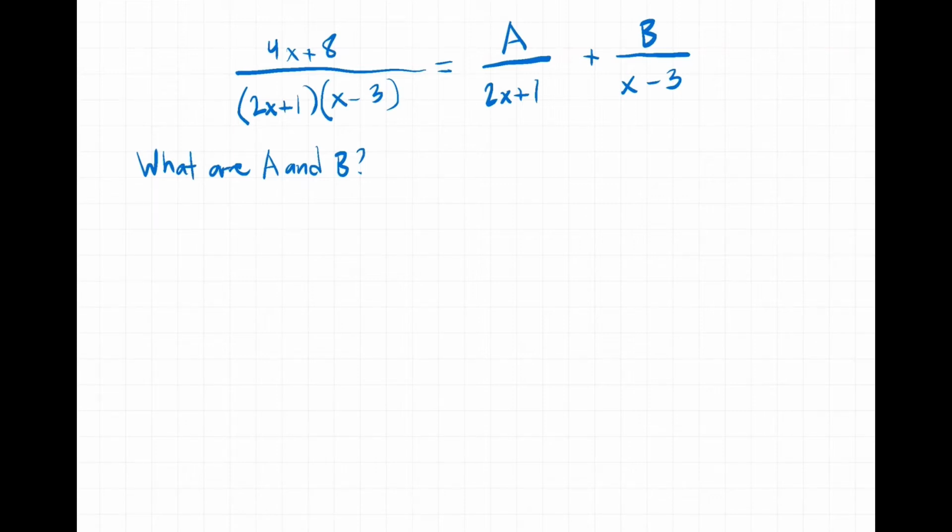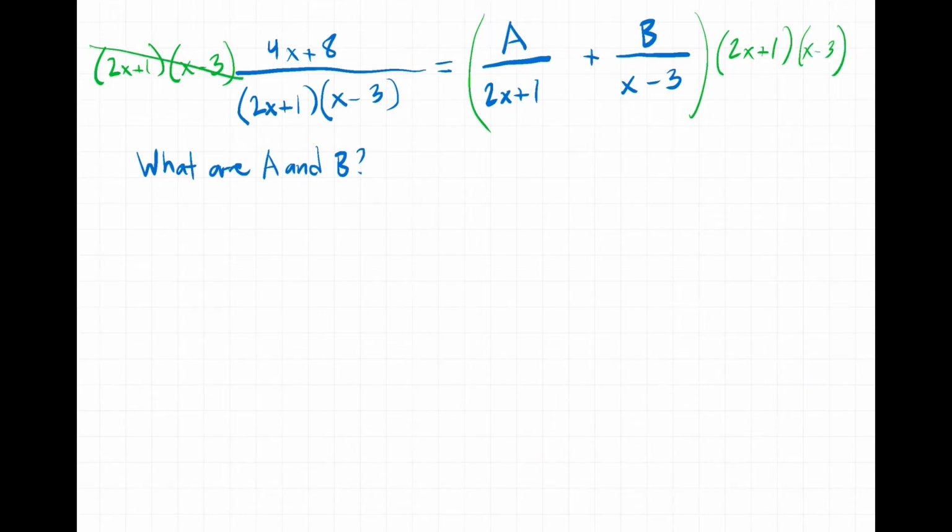Let's start by clearing our fractions here. I'd like to multiply both sides of the equation by (2x + 1) times (x − 3). I can multiply the left and right-hand sides by those things, (2x + 1) times (x − 3). Then I can cancel out the denominator entirely on the left and end up with 4x + 8. And that equals, well, on the right, I need to distribute this entire product into both terms.